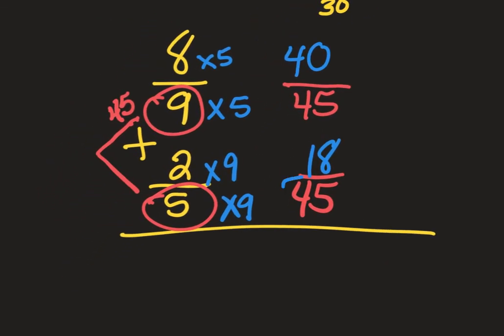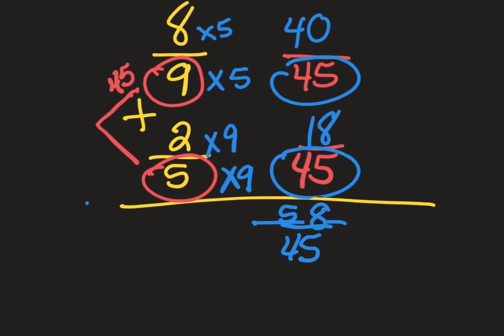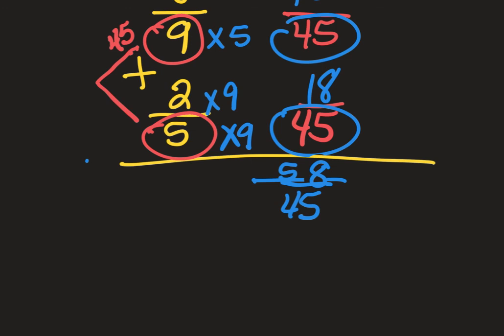My common denominator is 45. So I keep my 45. I add what's on top. 40 plus 18 is 58. So look at this answer. I have created an answer that is 58 over 45. I just taught you that 58 over 45 is not a proper fraction, it is an improper fraction.